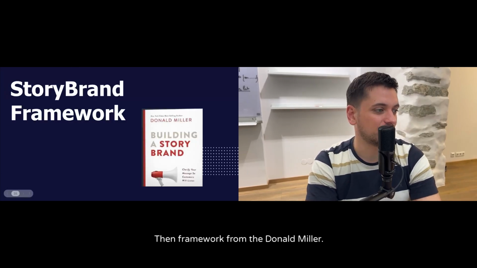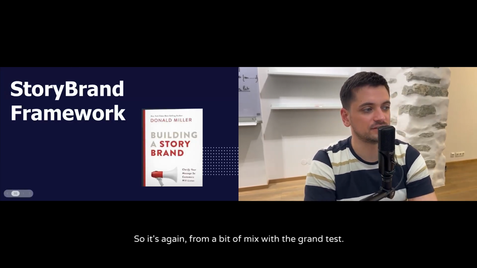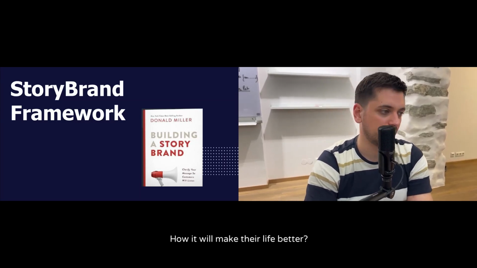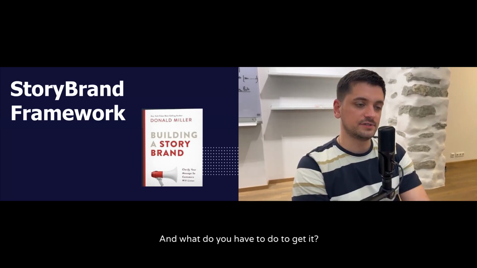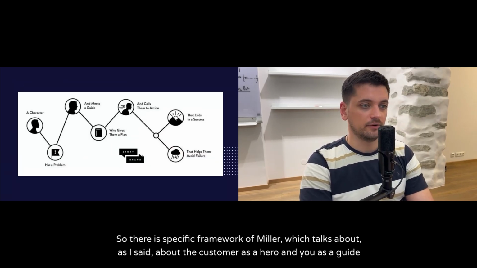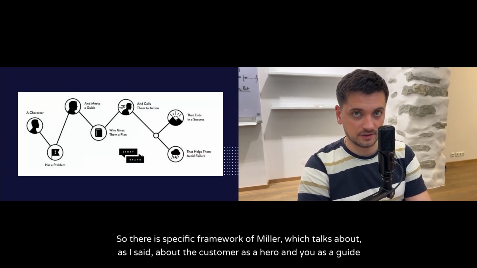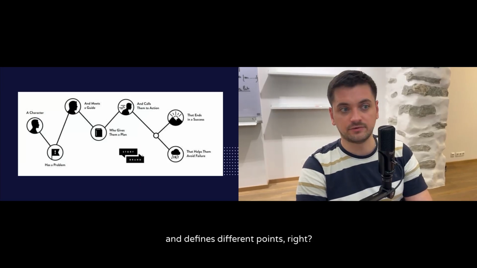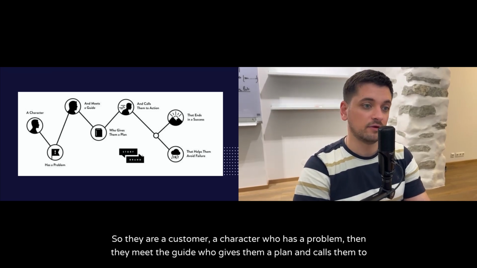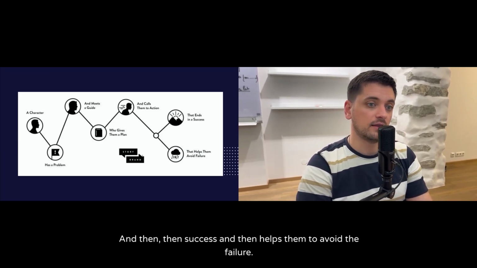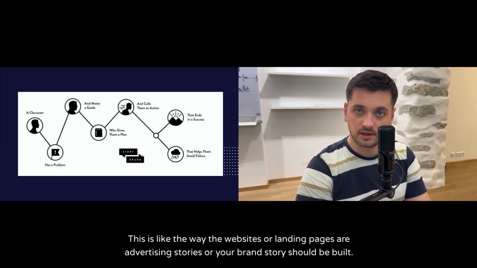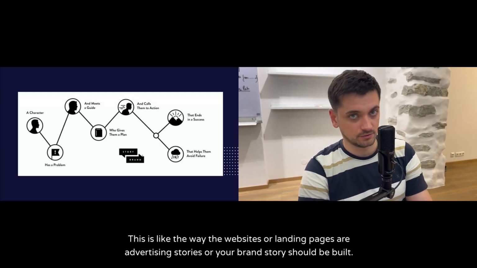Then a framework from Donald Miller. So what are you offering, how will it make their life better, and what do you have to do to get it? So the real specific framework of Miller, which talks about, as I said, the customer as a hero and you as a guide, and defines different points, right? So that they are a customer, a character who has a problem, then they meet the guide who gives them a plan and calls them to action, and then success, and then helps them to avoid failure. This is the way the websites or landing pages or advertising stories or your brand story should be built.